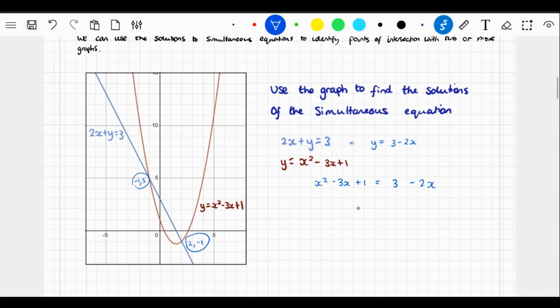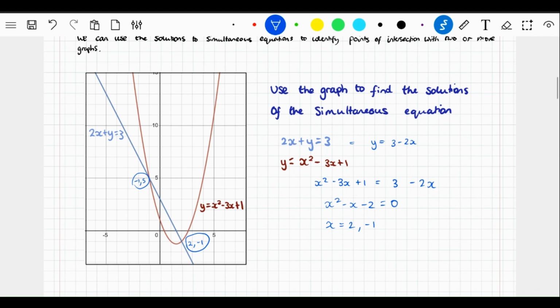Now what we're going to want to do is add this 2x to each side. So it's going to give us x squared minus x, and then we're going to take away this 3, which is going to say minus 2. And that's going to equal 0. Now, if we put this into our calculator, we find out that x is going to be equal to either 2 or minus 1.